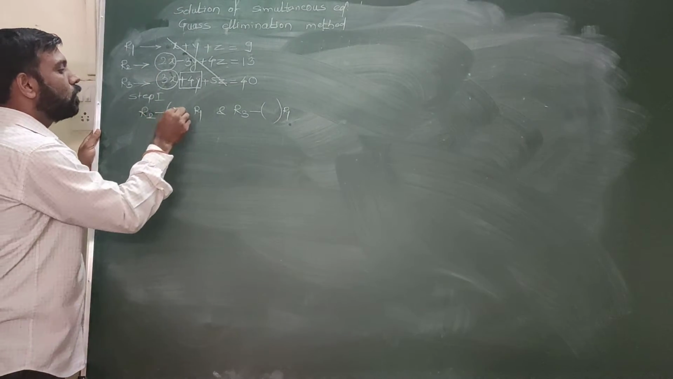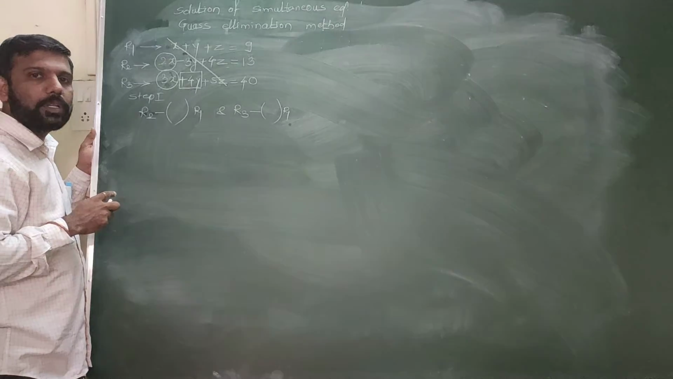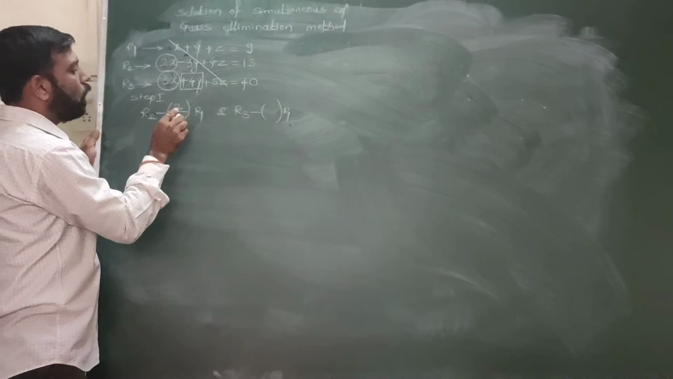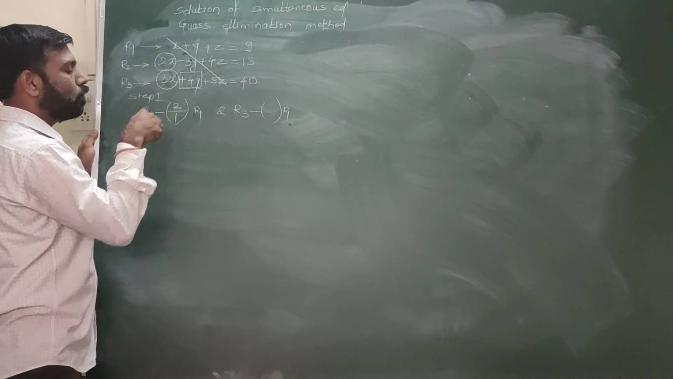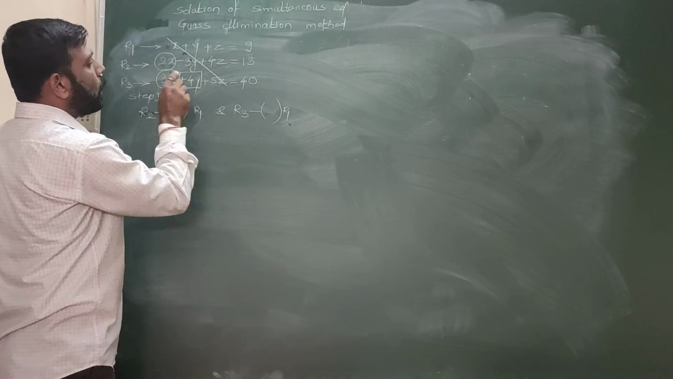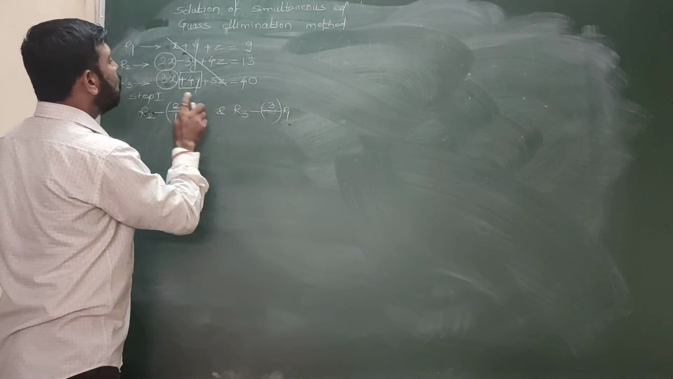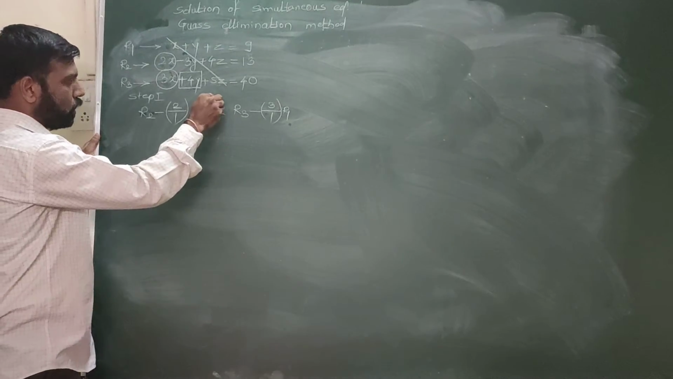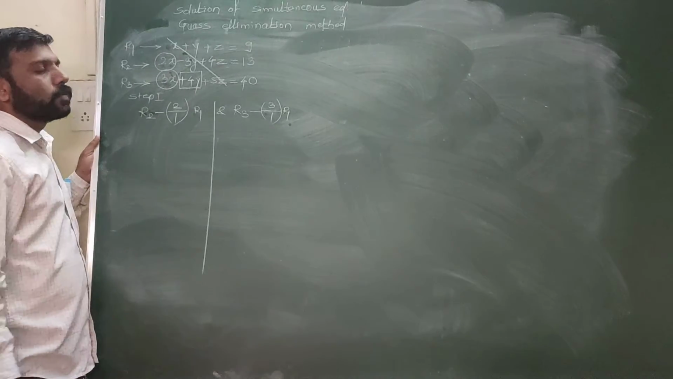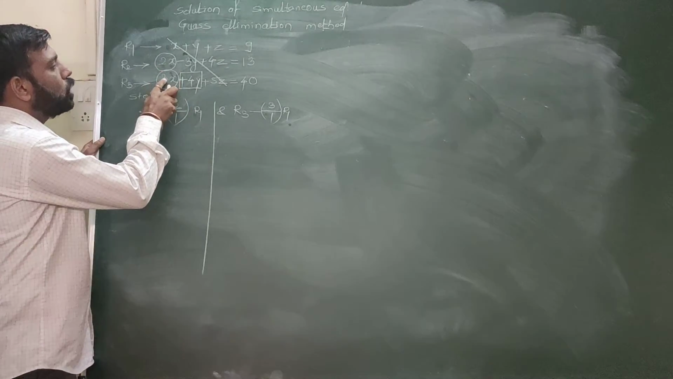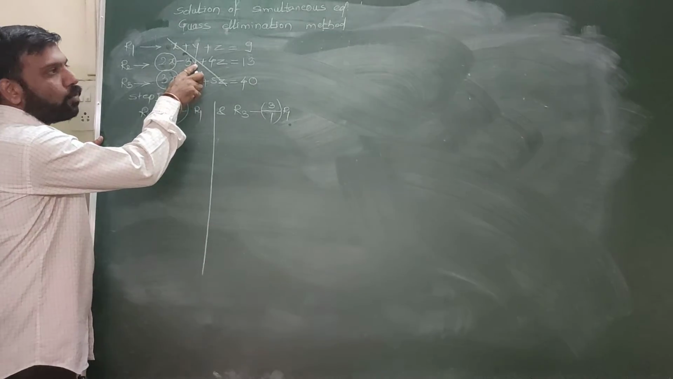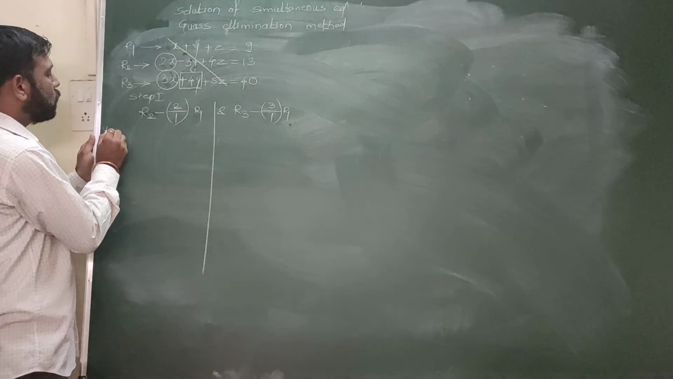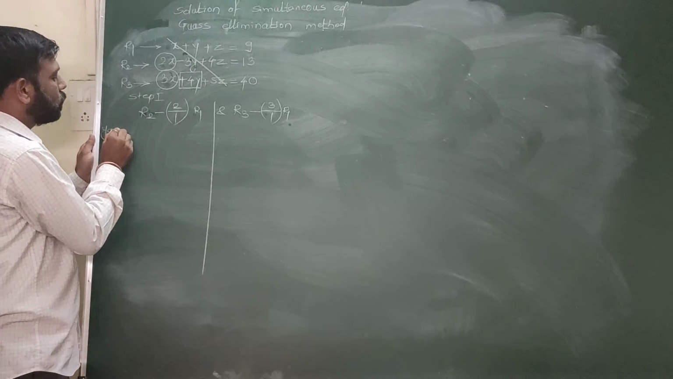Here we have to write down the multiplying factor. The R2 coefficient is 2 and the R1 coefficient is 1. Similarly, the R3 coefficient is 3 and the R1 coefficient is 1. So these become our operations. Now these elements become 0. What will be the coefficients for y, z and the constant in R2? That we will discuss.